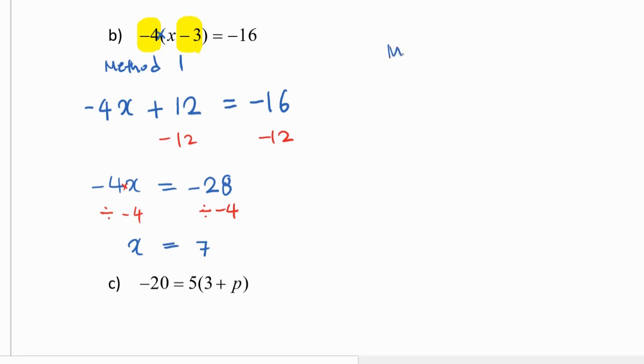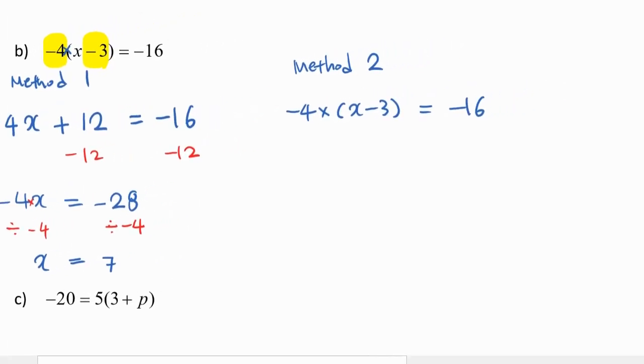And let's use method 2. Method 2 is not the distributive property. Like I said, we're going to isolate the bracket. To isolate the bracket, we have to get rid of negative 4. To get rid of multiplying negative 4, we have to divide both sides by negative 4. Then this will be gone. The bracket will be isolated.